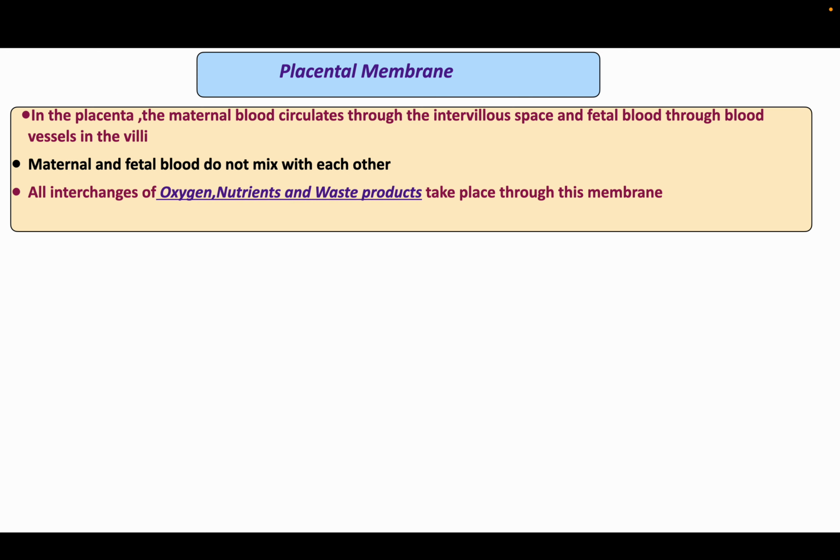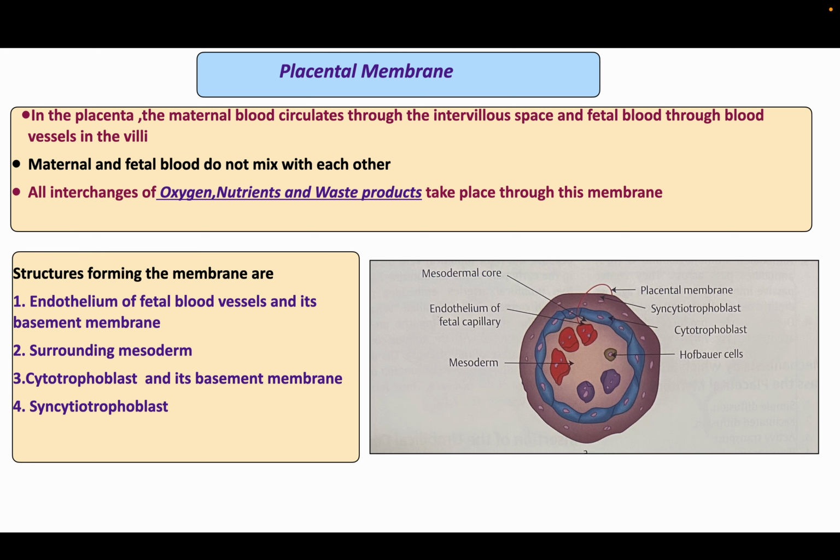Coming to the placental membranes, in the placenta the maternal blood circulates through the intervillous space and fetal blood through the blood vessels in the villi. Now maternal and fetal blood do not mix with each other. All interchanges of oxygen, nutrients and waste products take place through this membrane. So that is the placental membrane. Now what are the structures forming this membrane? So endothelium of the fetal blood vessel. We know that in the core the fetal blood vessels are lying, then surrounding mesoderm, then cytotrophoblast and its basement membrane, then syncytiotrophoblast. So these structures form the placental membrane.